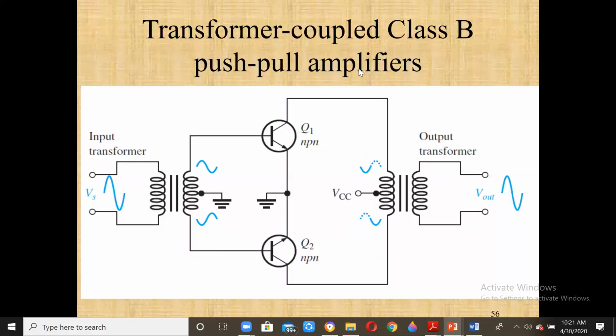Then we'll come to the transformer coupled class B push-pull amplifier. You can see at the input side as well as at the output side, we are trying to connect the transformer coupled. So it's a center tapped, transformer coupled, class B push-pull amplifier. In this case, you can see that both the transistors being used are NPN, as against the complementary symmetry, where we are using one NPN and one PNP.